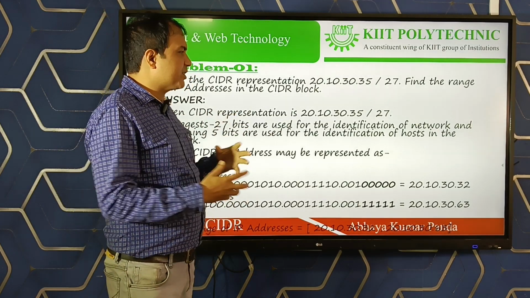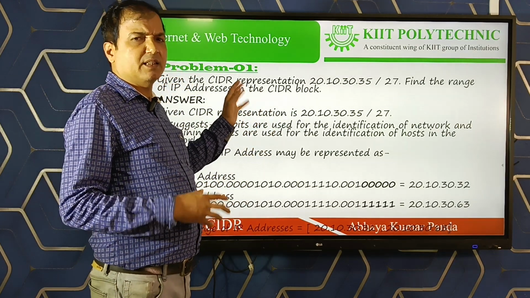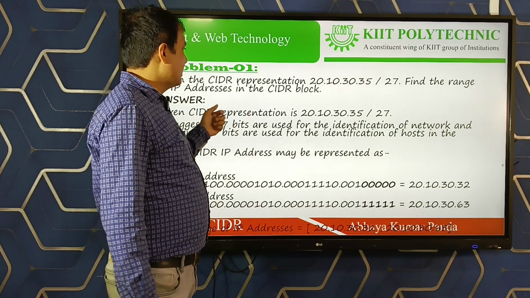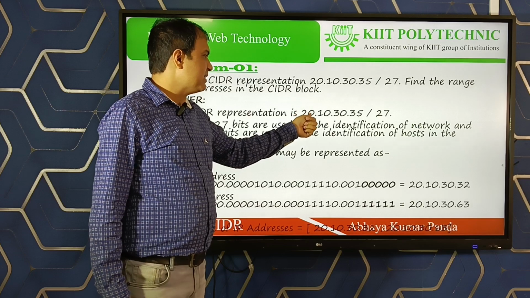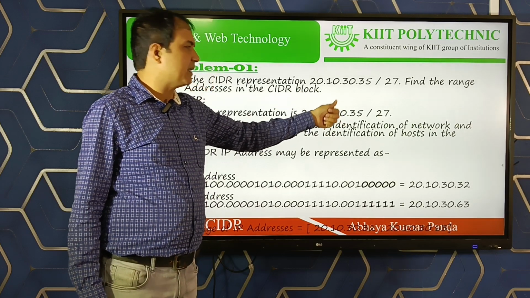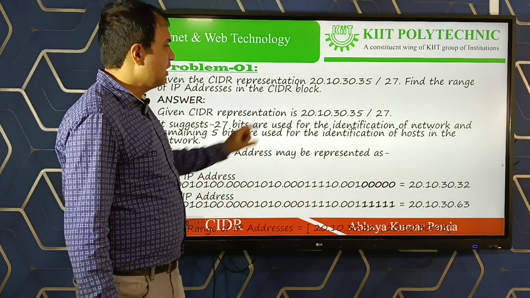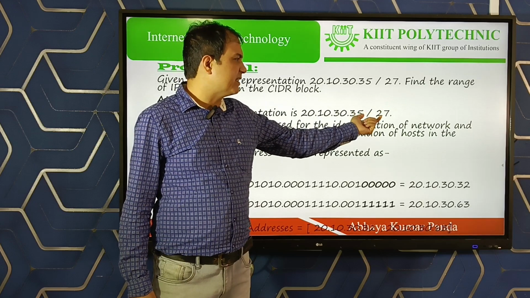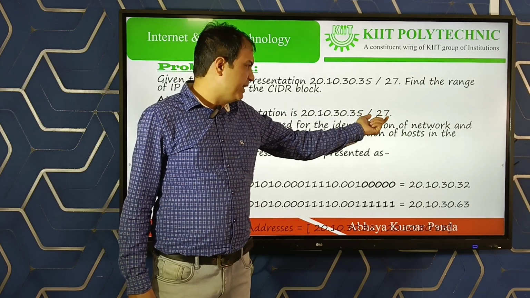Given this, how will we solve it? It may come in the examination, in many competitive examinations. How can we solve it? Here the given IP address is in CIDR notation: 20.10.30.35/27. Here 27 is the prefix length, which represents the number of net ID bits.